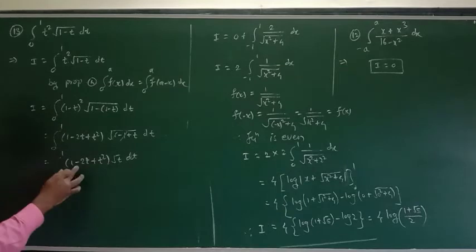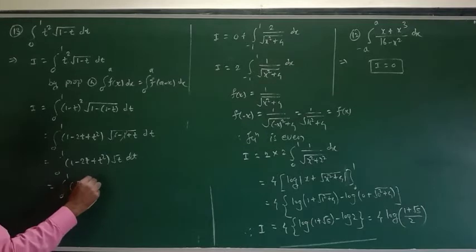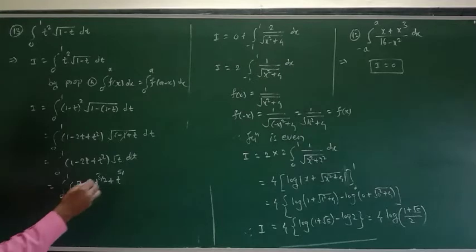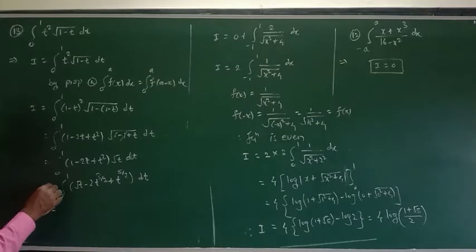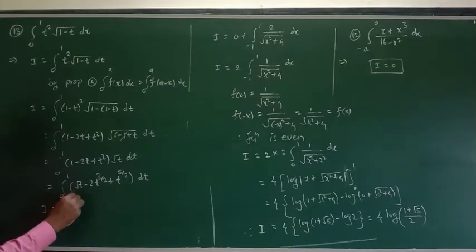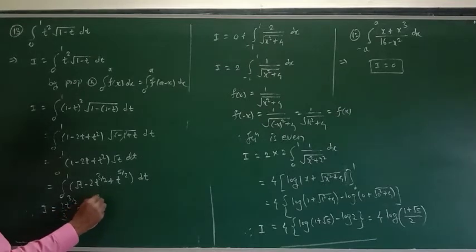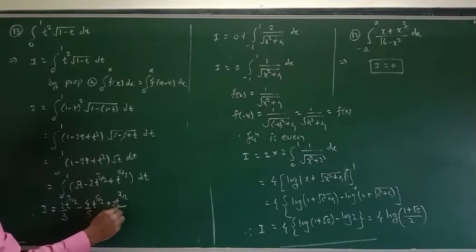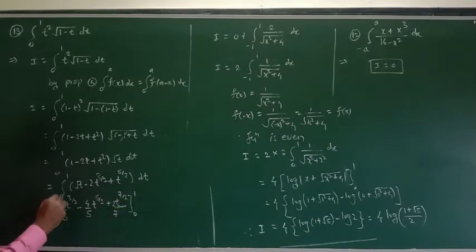So multiply root t inside. We get root t minus 2 t raised to 3 by 2 plus t raised to 2 plus 1 by 2, that is 5 by 2, and integration dt. Take separate integration. So what is it? t raised to 3 by 2 upon 3 by 2, write it as 2 by 3, minus 2 t raised to 5 by 2 upon 5 by 2, so 4 by 5 t raised to 5 by 2, plus t raised to 7 by 2 upon 7 by 2, that is 2 by 7, with limits 0 to 1.